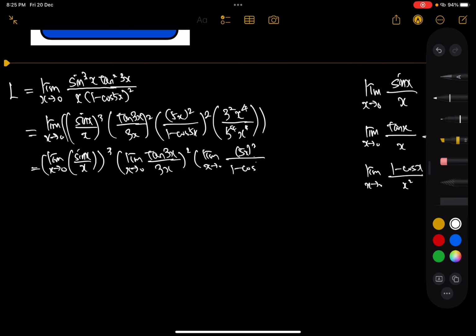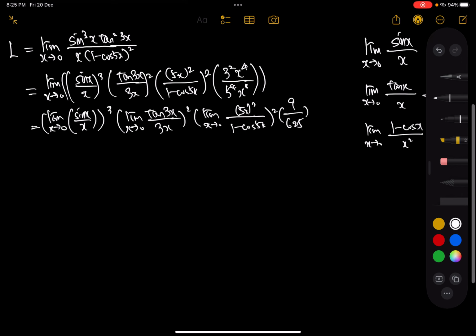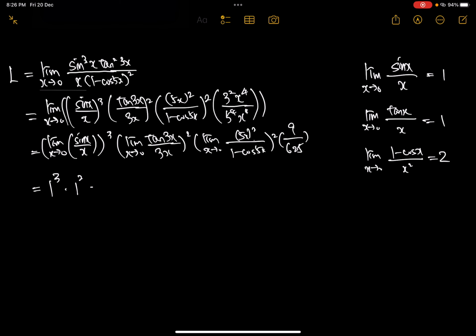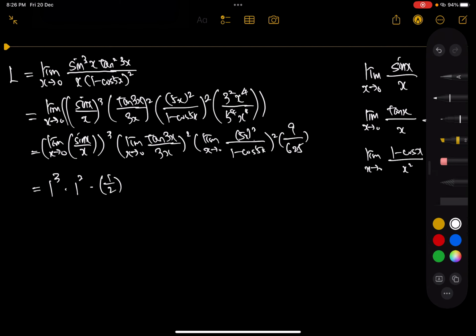1 minus cosine 5x over 5x squared. And then last but not least, the limit of the constant, which is 9 over 625. It's just itself, the constant. So 1 cubed times 1 squared times, this is flipped, so it's 1/2, 1/2 squared, 9 over 625.